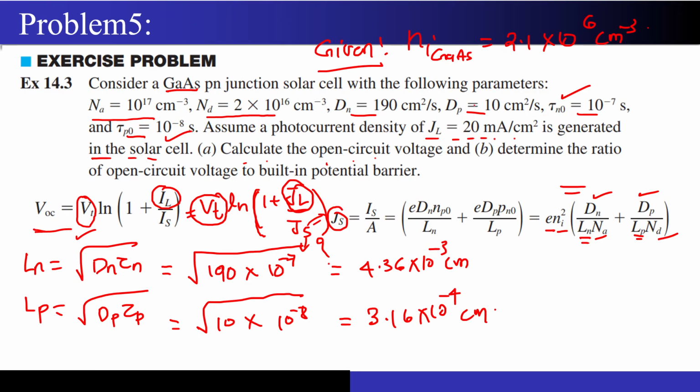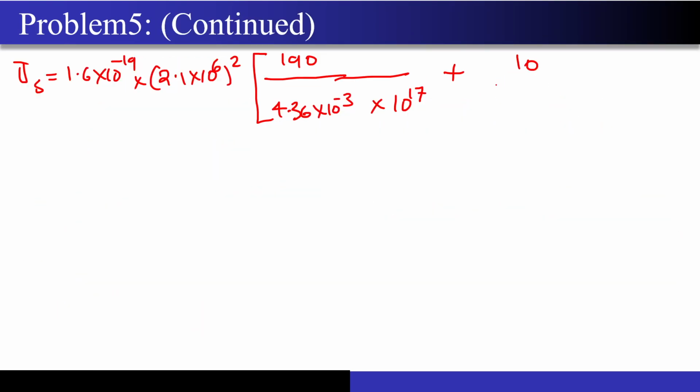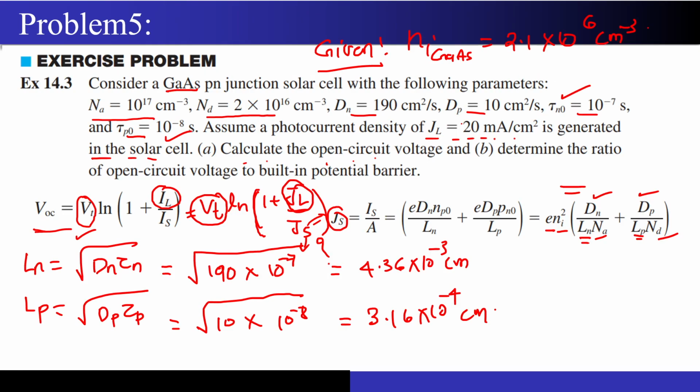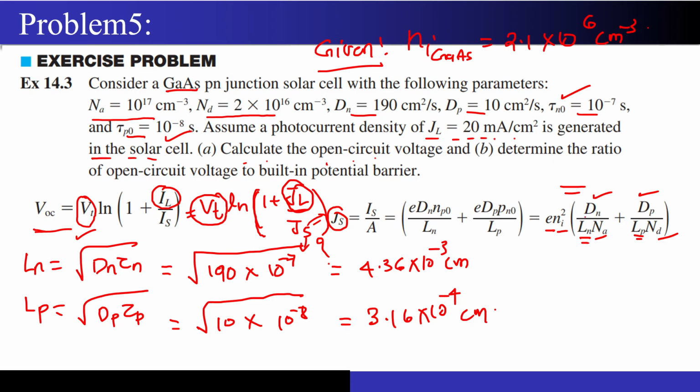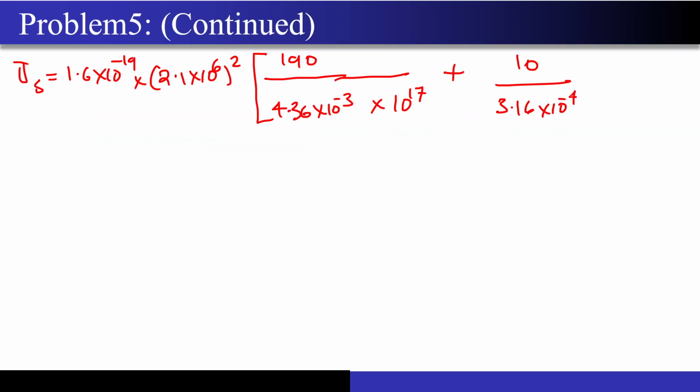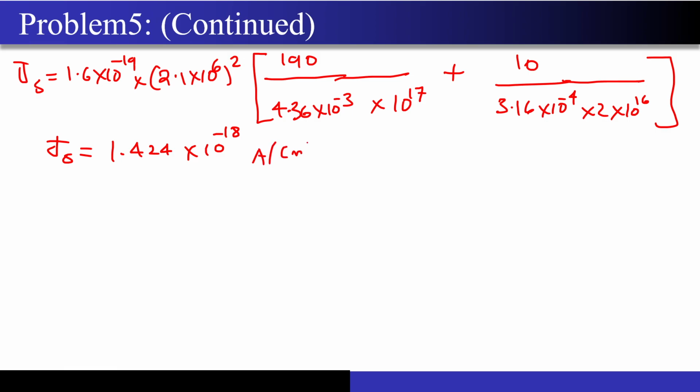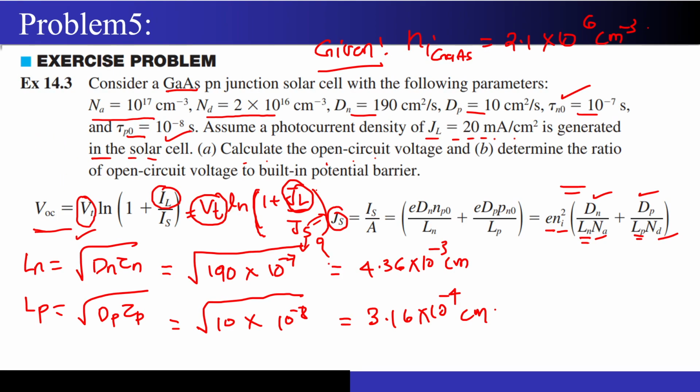Now the next thing is Dp. Dp is 10. 10 divided by Lp. What is the value of Lp? Lp is 3.16 into 10 to the power minus 4. And the next stuff that I have with me is Nd. What is the value of Nd? Nd is 2 into 10 to the power 16. So now if we calculate this value of Js, what will we get? The Js will come out close to 1.424 into 10 to the power minus 18 ampere per centimeter square. So this is the value of Js that I got.